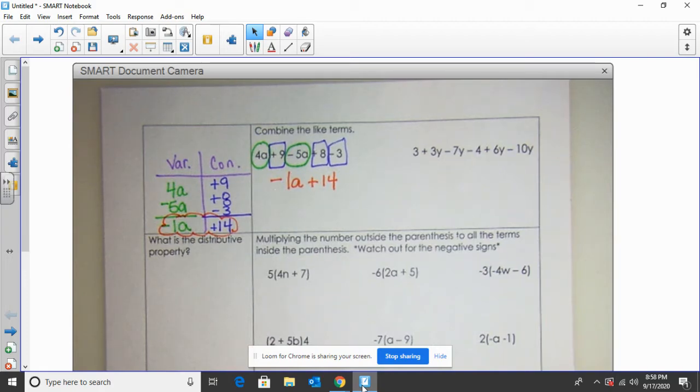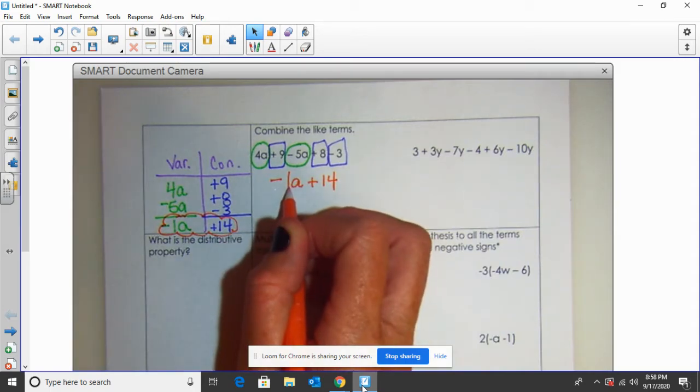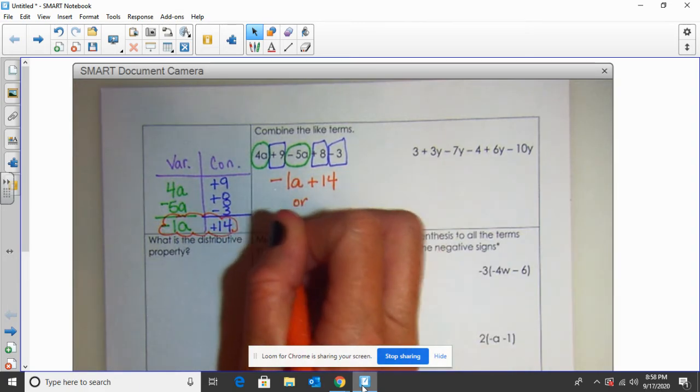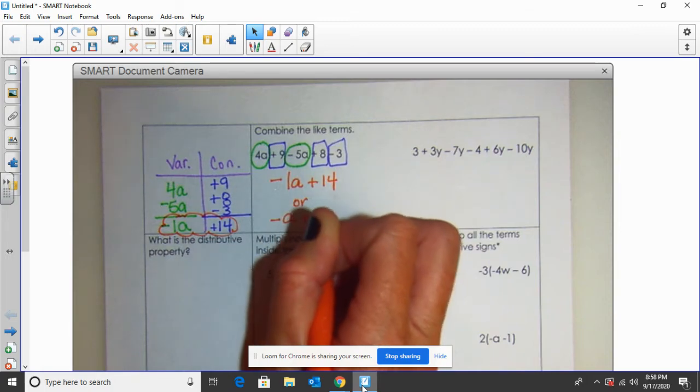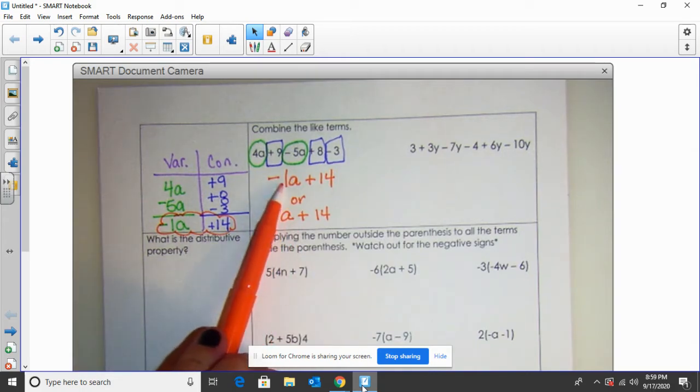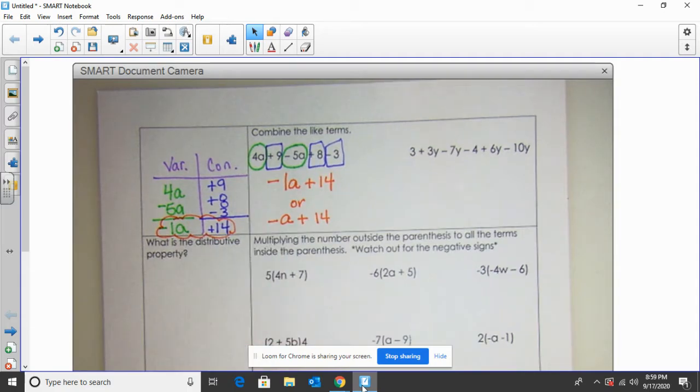Now, a minute ago, I told you that if a variable did not have a coefficient, a number with it, it'd be considered a 1. So in this situation, I could write the 1 if I want to, or if I want to be fancy, I can take that 1 away and just say negative a plus 14. Either one of those answers is acceptable. When you move on to algebra, you're going to see it written like this. But for the sake of Math 7, if you want to keep that 1 there to help you, you certainly can do that. All right, moving on to the next example.